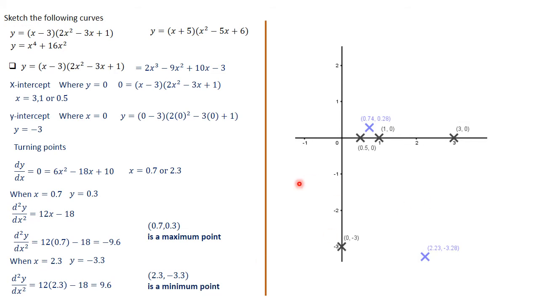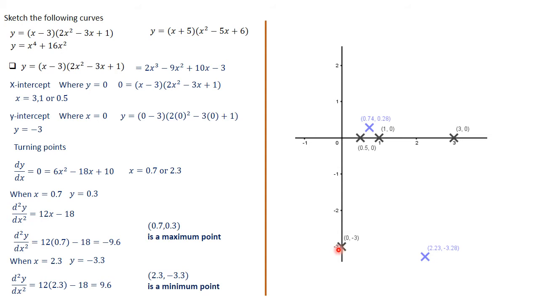This is what we do. We just need to plot all that information we got in that calculation for the intercepts and for the turning points on a sketch on the Cartesian plane. We just have the x and y axis, and you just put the information. For example, the x-intercepts, we have 3, 1, 0.5. So we have 0.5, we have 1, and 3. Those are the x-intercepts. We know the curve is touching the x-axis at those points. The y-intercept is -3, so it is touching the y-axis at that point.